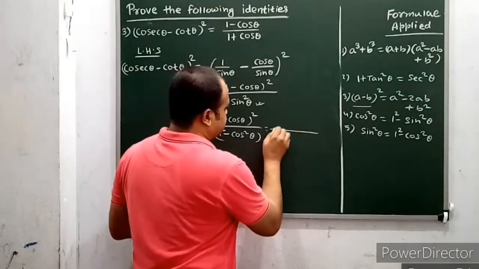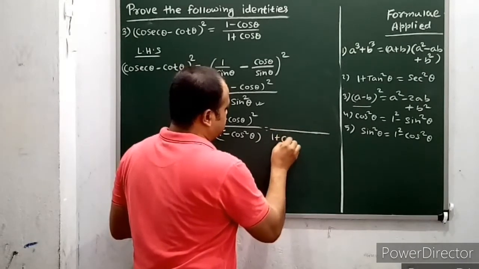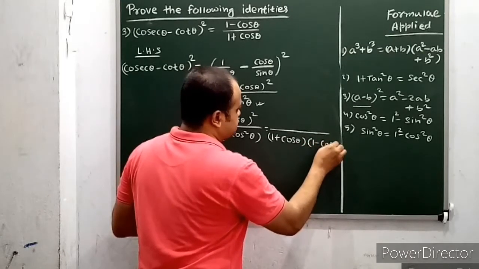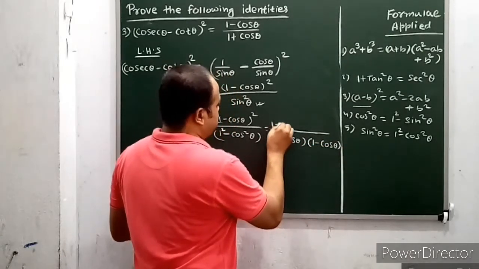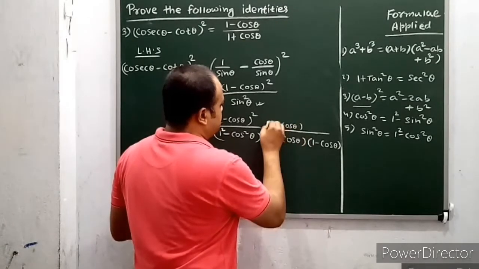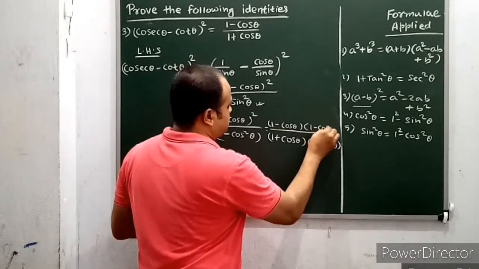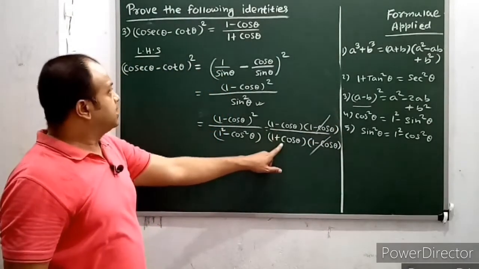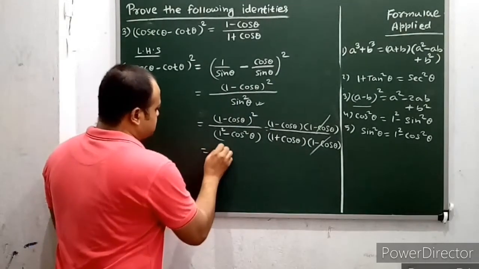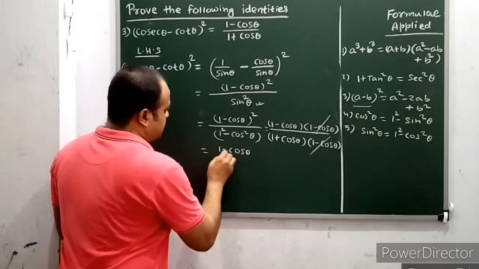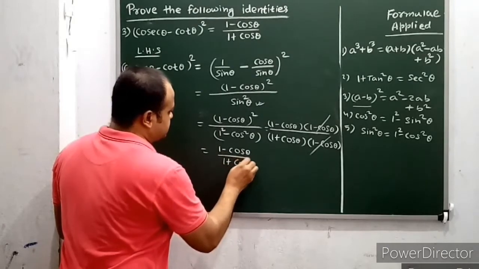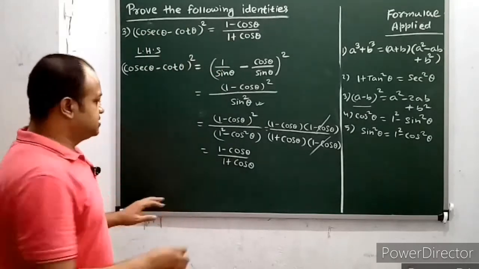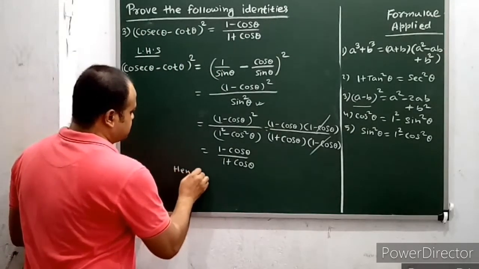So here I will write a plus b into a minus b, and this one you can write in this form, 1 minus cos theta into 1 minus cos theta. This 1 minus cos theta gets cancelled out. You are left with 1 minus cos theta by 1 plus cos theta, and we have got the desired result. So see, we are able to prove LHS is equals to RHS, hence proved.